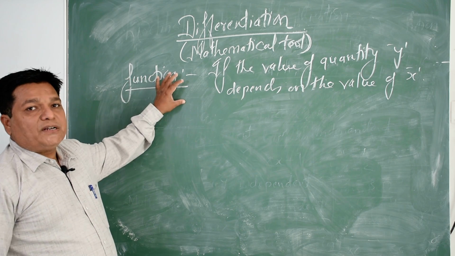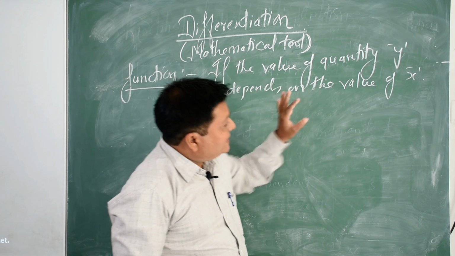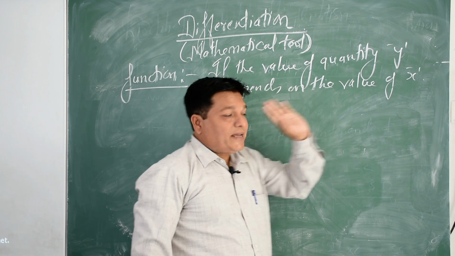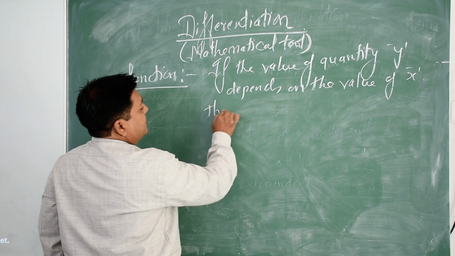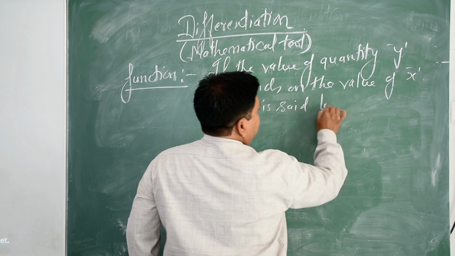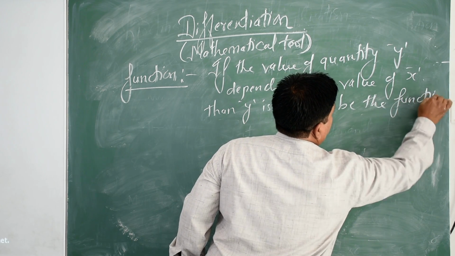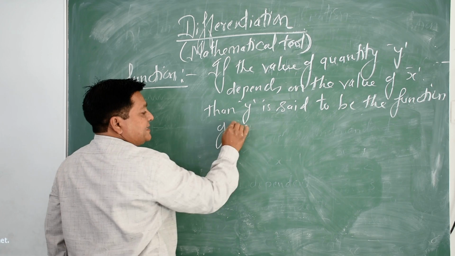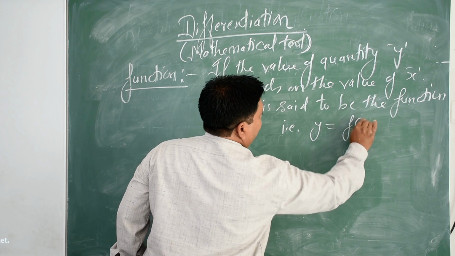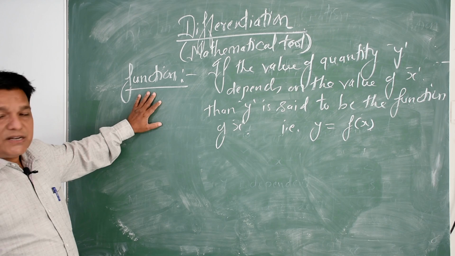What do we understand by function? If the value of one quantity y depends on the value of another quantity x, then y is said to be the function of x, and we write it this way: y is equal to f of x. It means that y is the function of x. This is the definition of function.